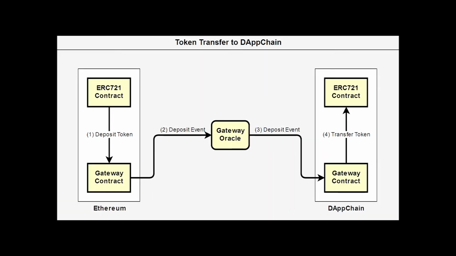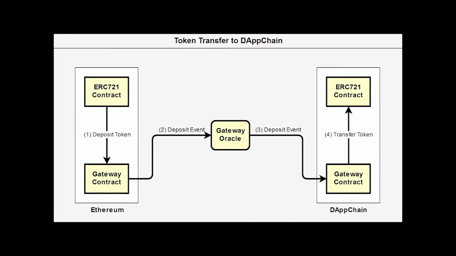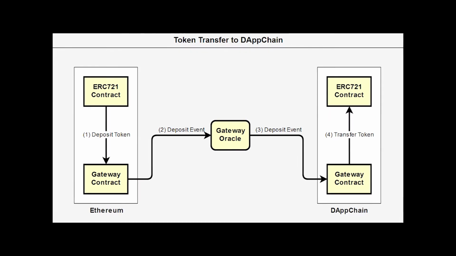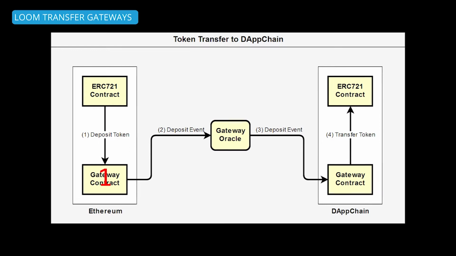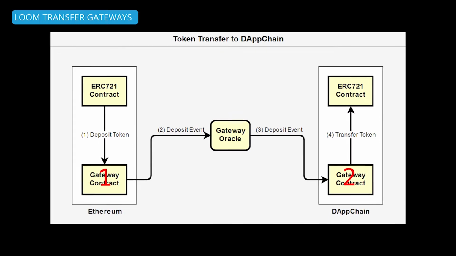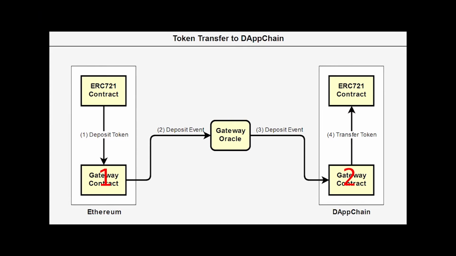In this video, I'll show you how you can easily transfer digital assets from the Ethereum network onto a Loom dapp chain using gateways. A transfer gateway consists of three main components: one smart contract on the mainnet, another smart contract on the sidechain, and an off-chain oracle that listens to events on both contracts.